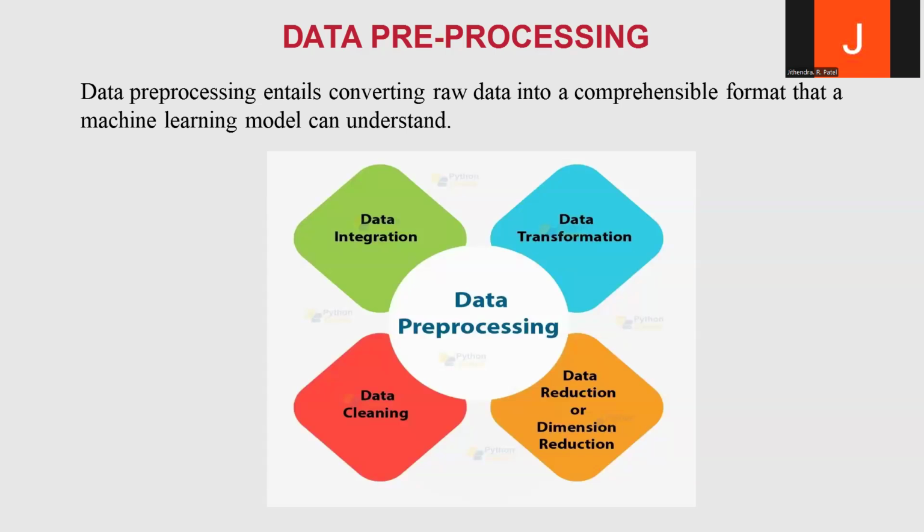Data preprocessing entails converting the raw data into a comprehensible format that the machine learning model can understand. Data integration means integrating the various datasets and transforming them to the form that the model can understand. Data reduction or dimension reduction is used to reduce the size of the dataset, and data cleaning is used to reduce the noisy and irrelevant data. Next slide.